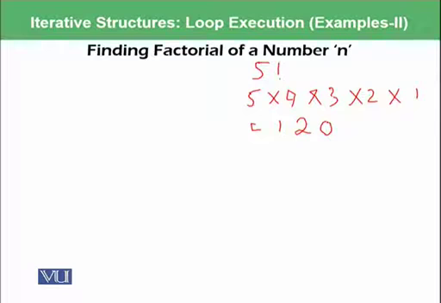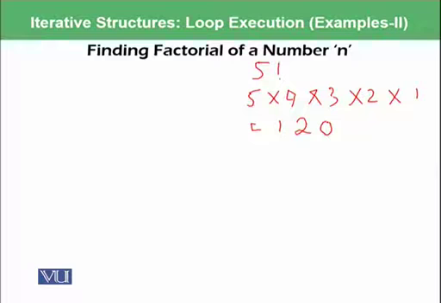You can see that there is a repetition starting from 1 on the right side and going towards a number on the left side, and we are always multiplying the answer of the previous number with the current value of the iteration. So let's try to write the pseudocode of it using a loop structure.